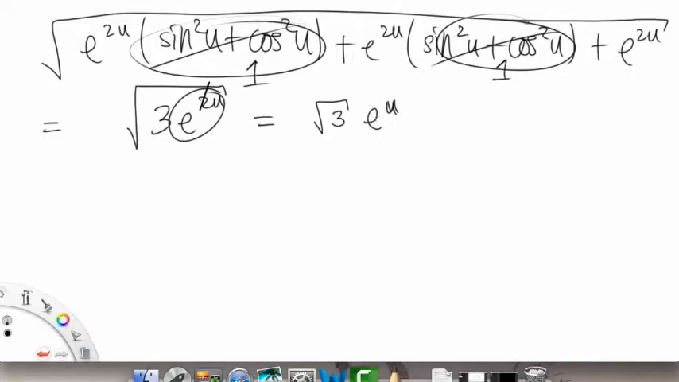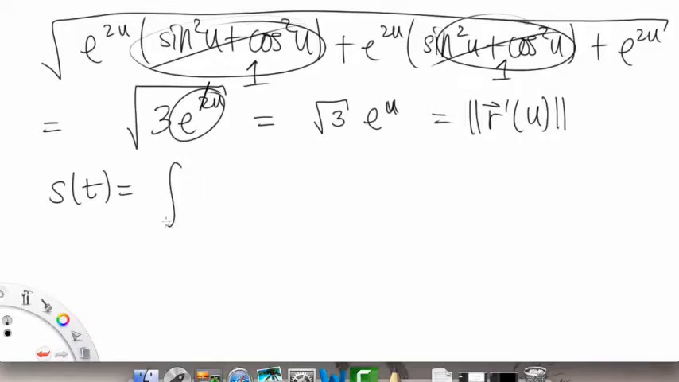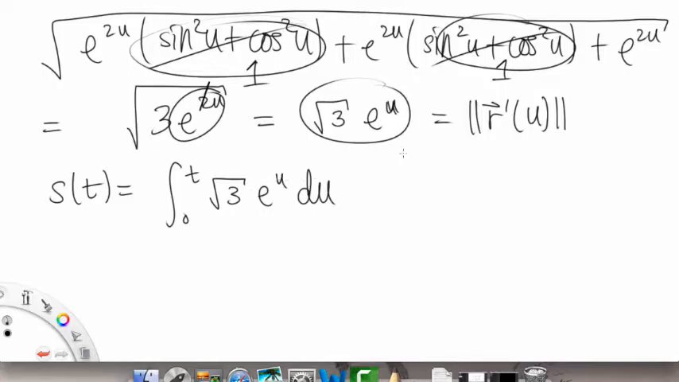Okay, so this was the magnitude of r prime of u. Okay, so we're just going to plug this in and find our arc length function. So s of t is equal to the integral from 0 to t of, and we're going to plug this in, radical 3 e to the u du. Alright, so now that we have this, we're just going to evaluate it for t, okay? We're just going to plug in these bounds here. So the radical 3 just stays there because it's a constant, and then we have an e to the u. That's what it integrates as, and then 0 to t.